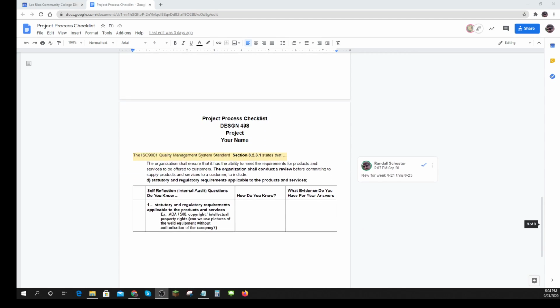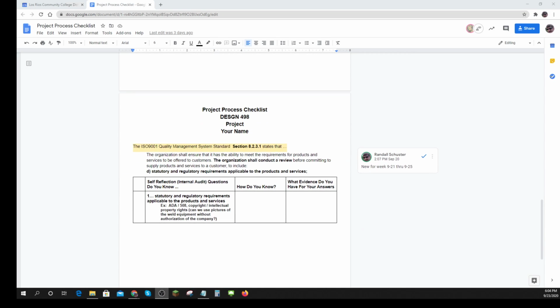So now we've got a new thing, and I'm jumping ahead a little bit, but many of you are at the point where you need to be concerned with this now. So this is, do you know the statutory and regulatory requirements that are applicable to your product, your service? And that comes from 8.2.3.1, where the organization, that's the design hub, shall conduct a review before committing to supplying the products. And part of that review is statutory and legal regulatory requirements.